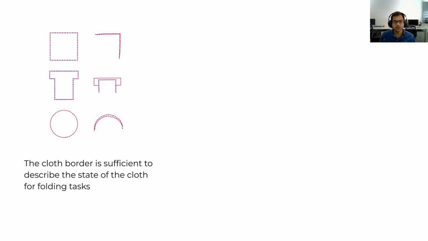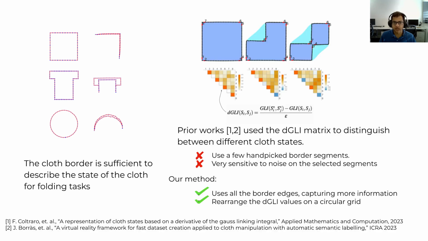First, we argue that for most folding actions, the border of the cloth is sufficient to determine the state of the cloth for folding tasks. Prior works have built on this idea and have also used the topological measure degree on a few hand-picked border edge segments to classify a cloth into different cloth states.